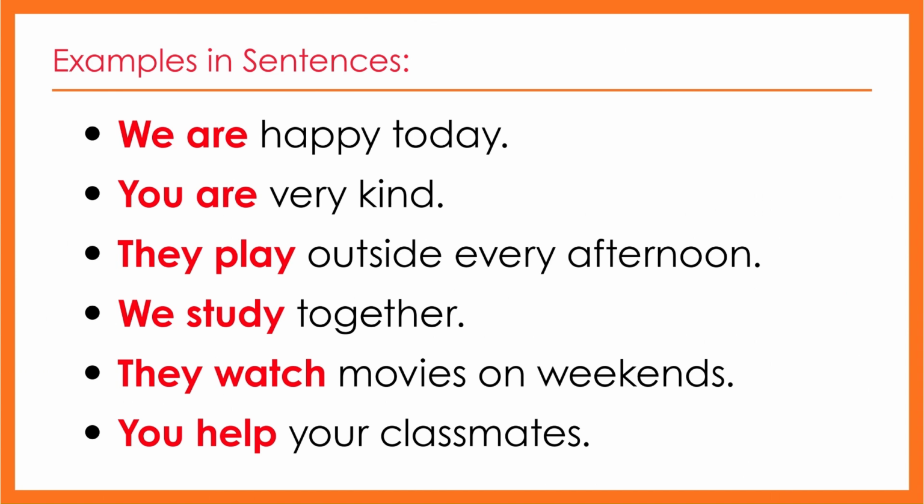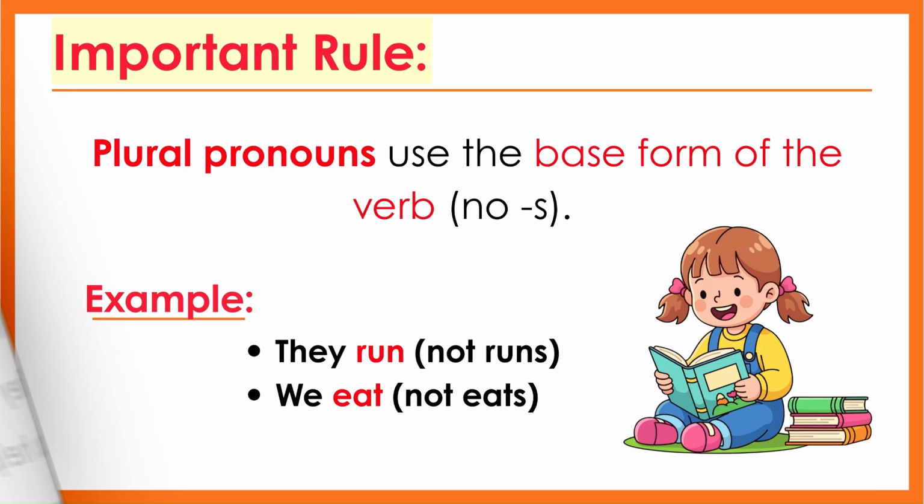Now, let us look at examples of plural subject pronouns in sentences. We are happy today. You are very kind. They play outside every afternoon. We study together. They watch movies on weekends. You help your classmates. Remember, plural subject pronouns like we, you, and they use the base form of the verb.